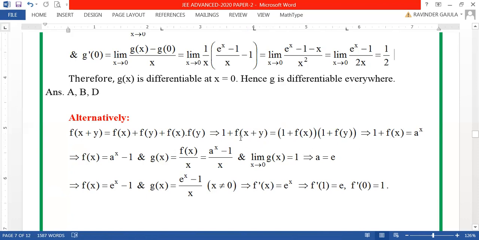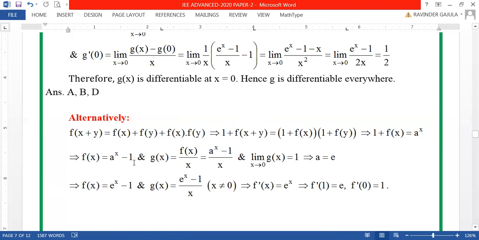This implies 1 plus f of x equal to a power x. Why? Because 1 plus f of x plus y is a function of x plus y, and you are getting a function of x and a function of y. So the function of x plus y is a product of the function of x into the function of y. So 1 plus f of x can be taken as a power x, because a power x plus y is a power x into a power y. So that 1 plus f of x equal to a power x. Then f of x equal to a power x minus 1.